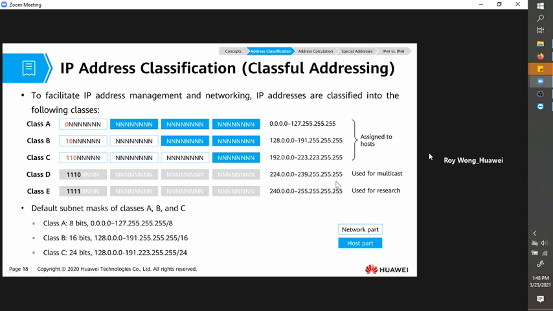And this is the IP address classification. To facilitate IP address management and networking, IP address are classified into the following class. So class A, B, and also C. Okay, so kalau nak tengokkan mereka punya range sebenarnya class A daripada 0 sampai 127. For the class B, it start from 128 to 191. This is a class B. On the class C, you need to know more because the range of this one is actually very wide. The class C, 192 sampai 223. D 224 sampai 239. And last, this is actually used for research.